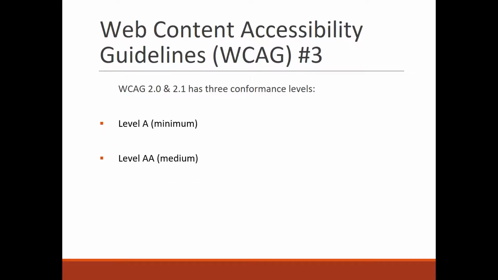Level AA, which is kind of the medium level of conformance and compliance. These are still very important. We definitely want to try to make sure there are as few level AA issues as possible. And then finally, you have AAA. AAA compliance. That's the gold standard.